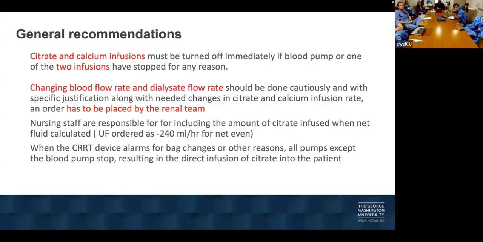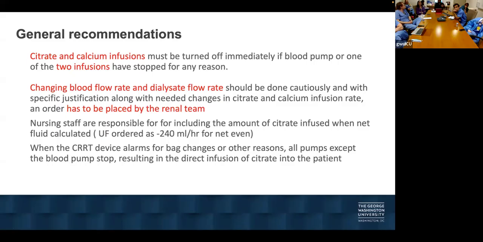We also have to be concerned about UF, and that's actually in the order set. Because we're adding 70 ml of calcium gluconate and 170 ml of citrate, and the machines are not smart enough to recognize that, we have to put a UF at 240 an hour, just to make it even.